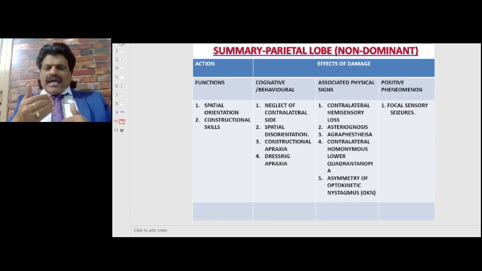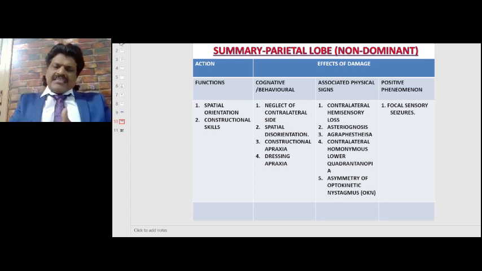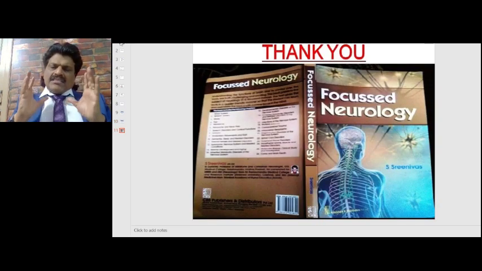The effects of damage in terms of cognitive behavioral effects are: they'll have hemineglect, neglect of contralateral side, spatial disorientation, constructional apraxia, and dressing apraxia. The associated physical signs, the effects of damage are contralateral hemisensory loss, astereognosis, agraphesthesia, contralateral homonymous lower quadrantanopia, again asymmetry of optokinetic nystagmus. The positive phenomenon being focal sensory seizures. Yeah, these are all the important concepts of the parietal lobe.